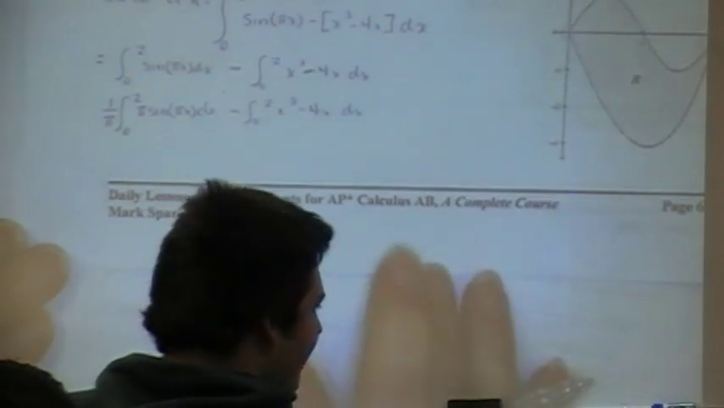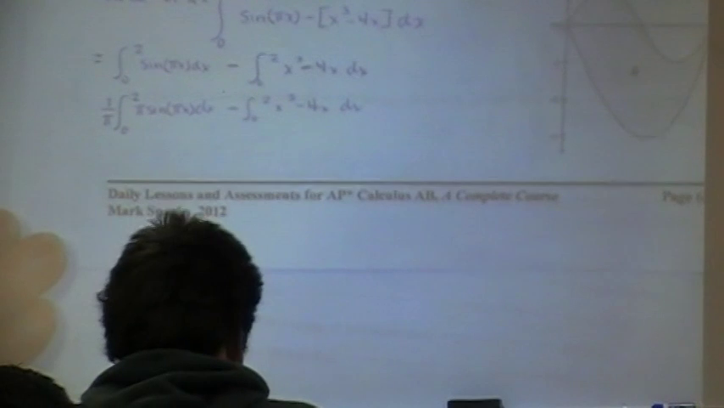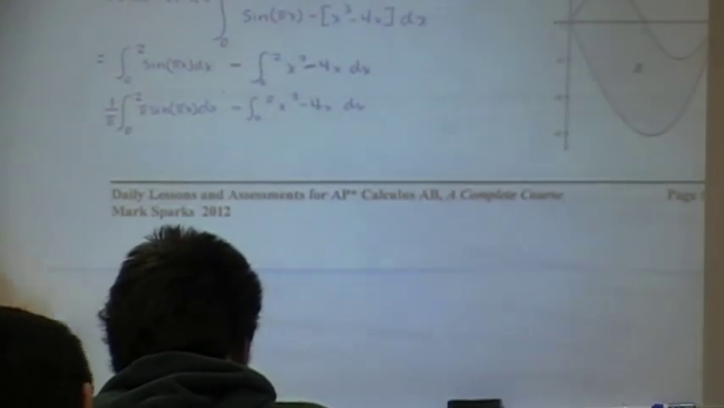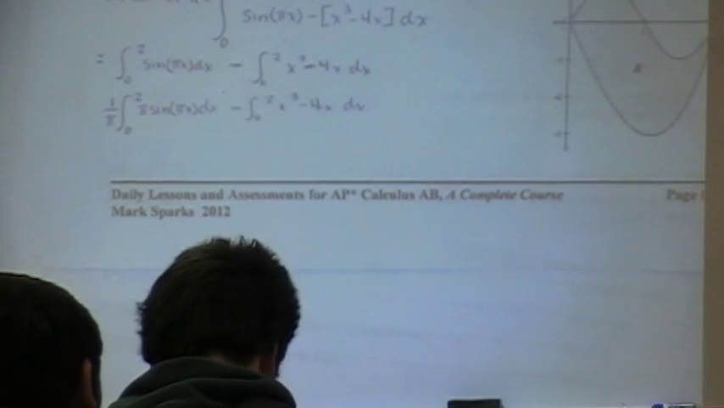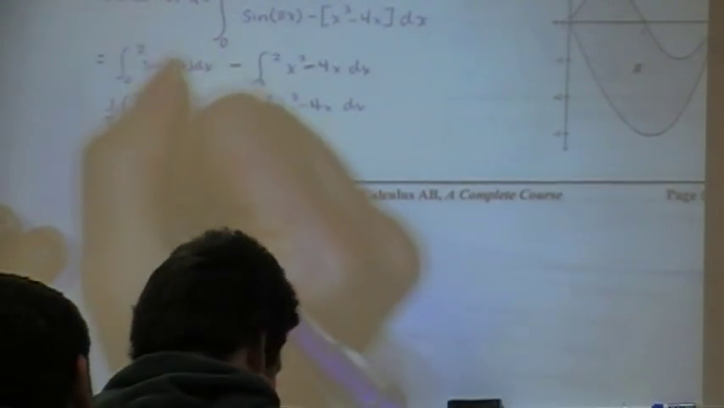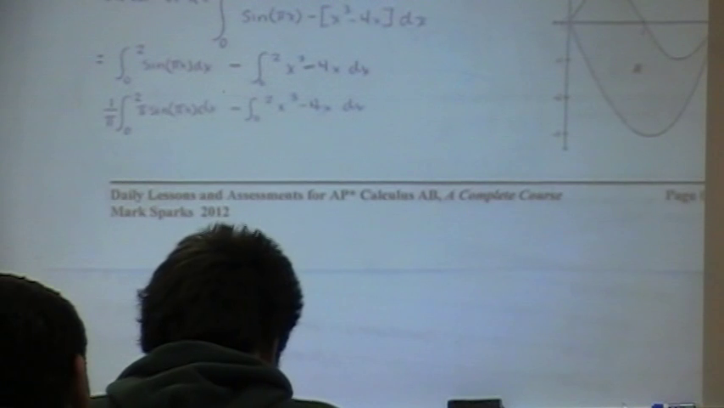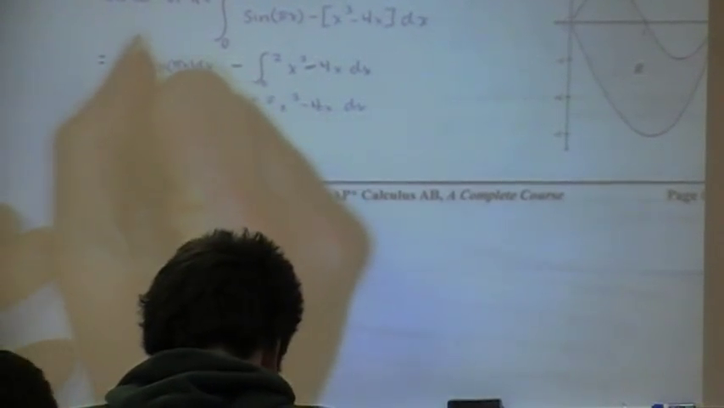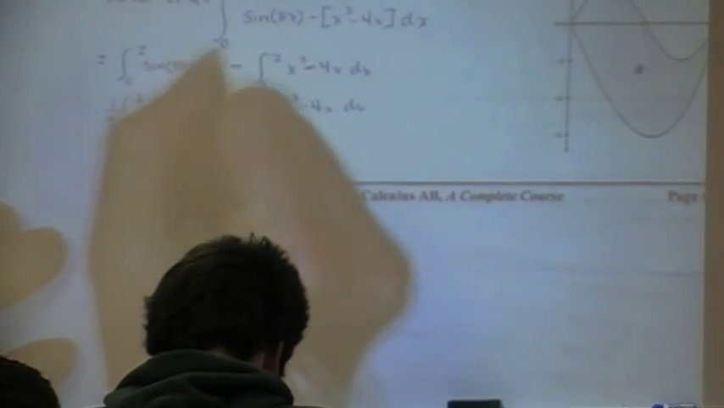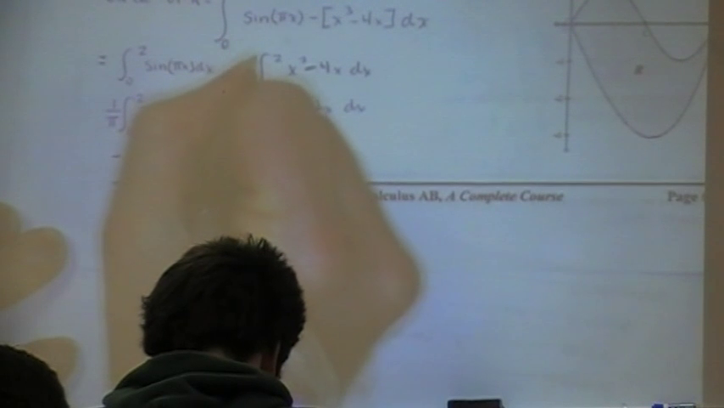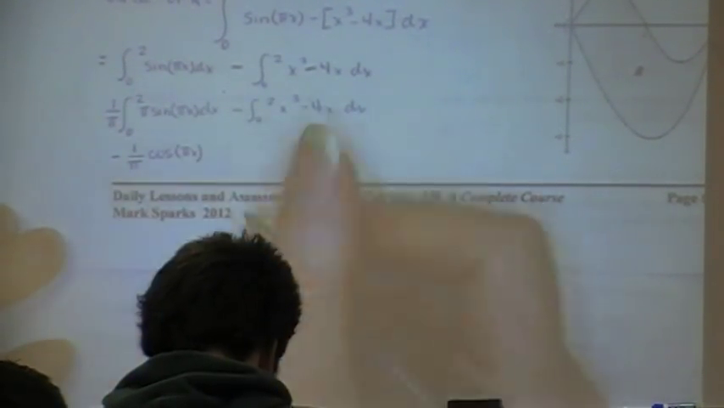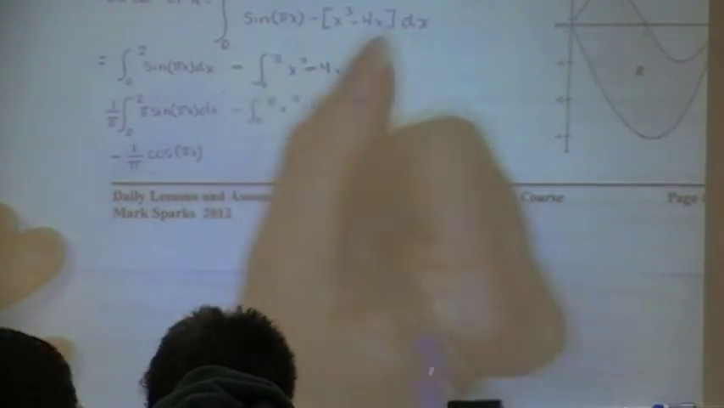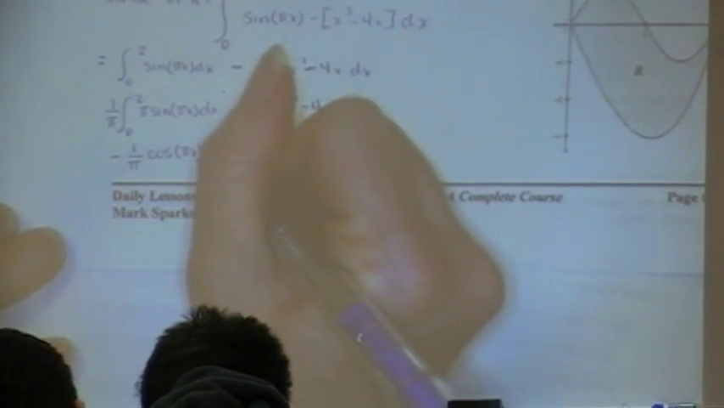This piece is going to integrate real easily. Okay, so now, what is the antiderivative of sine? Negative cosine. So the 1 over pi, that constant has to be there. So it's actually going to be negative 1 over pi cosine pi x, because we just took the antiderivative. Now I'm going to take the antiderivative of this piece.